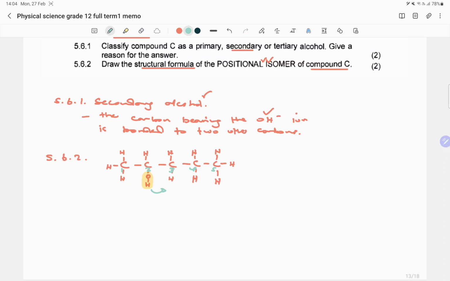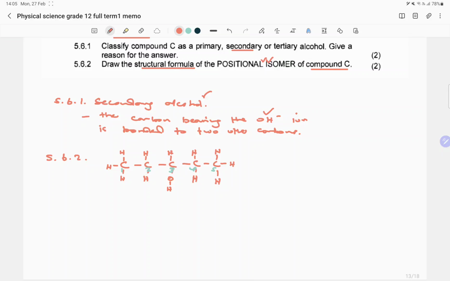Otherwise, the name will always be either pentan-2-ol or pentan-3-ol. So basically now the functional isomer here is... yeah. So basically we are saying, all right, we just switch the OH around. So the OH must come here and the hydrogen must go there, because this is the third carbon and it's allowed. It's just in the middle. But if you moved this OH here, it becomes the same molecule, so you lose marks, okay?